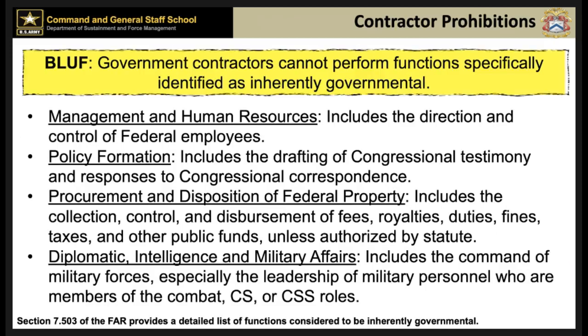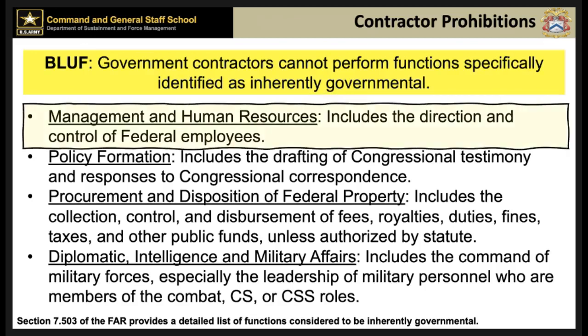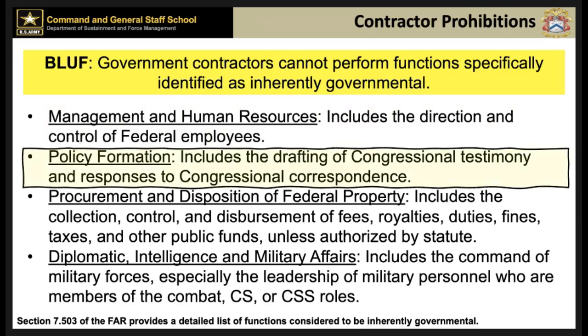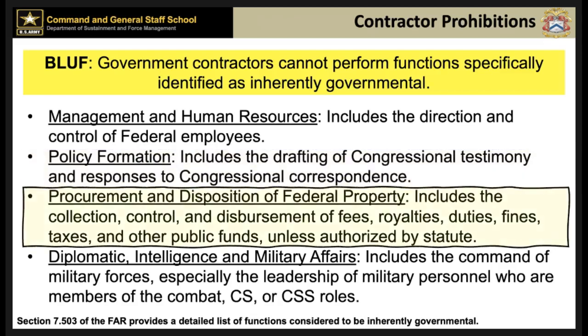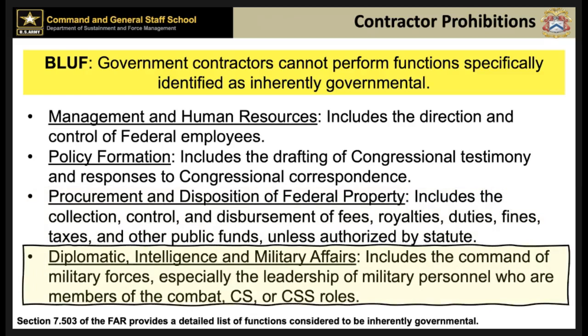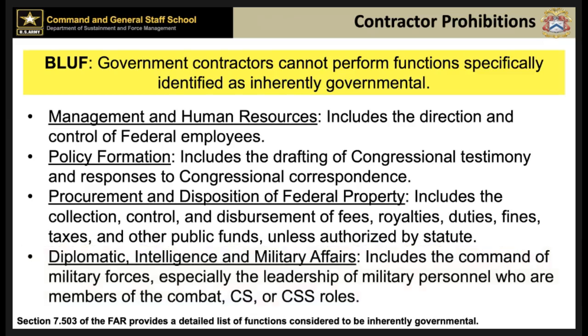Contractors are prohibited from doing things that are considered to be inherently governmental. They cannot supervise government employees. They cannot communicate to Congress on behalf of the Department of Defense or the Army. They cannot obligate government resources. If a contractor needs to purchase supplies, for example, this must be written into the contract. And, perhaps most importantly, a contractor cannot perform military functions and engage in kinetic operations. They have a right to self-defense, but this does not extend to engaging in combat.